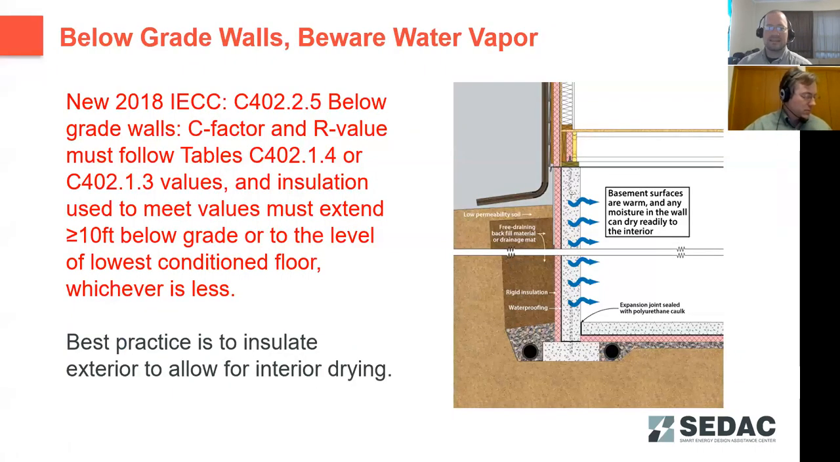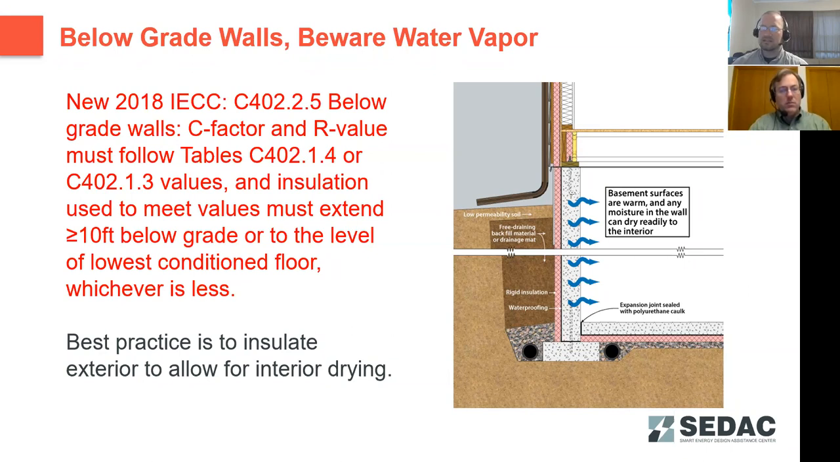New to the 2018 IECC for below grade walls, insulating materials used to meet the C factor or R factor tables must extend 10 foot below grade or to the level of the lowest conditioned floor, whichever is less. If that insulation is on the interior of the building, there is an Illinois amendment that allows that insulation to stop 10 inches above the floor. If it's on the exterior, it should be able to go all the way down to the bottom of the slab. So again, that's all the way to the lowest level of conditioned floor. So if your floor is only 8 foot below grade, you only have to go down 8 foot. But it must be a minimum of 10 foot if your floor slab is deeper than that below grade.